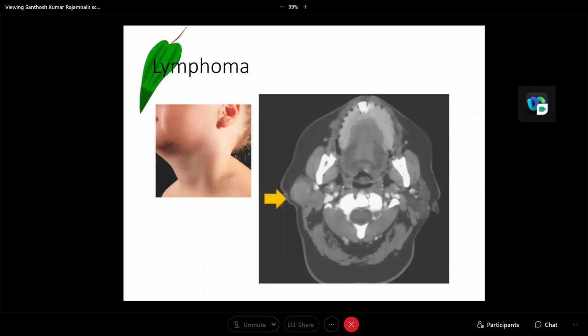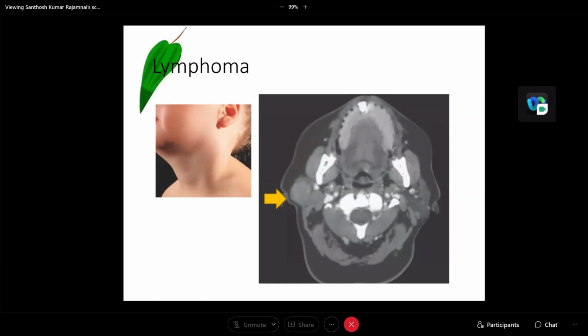FNAC was non-conclusive. It was completely fibrosed. Then I decided, let's do an incision biopsy and see, because it's such a big mass, it's not possible to excise. I said we'll do an incision biopsy and see. And to my surprise, it came as non-Hodgkin's lymphoma. It was not tuberculosis at all from the beginning itself. He was on the wrong line, because it's such a big node in the posterior triangle, everybody was thinking it is tuberculosis.